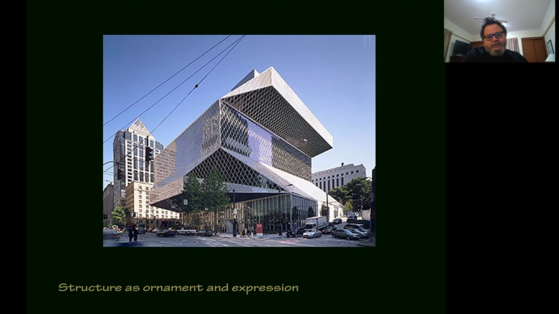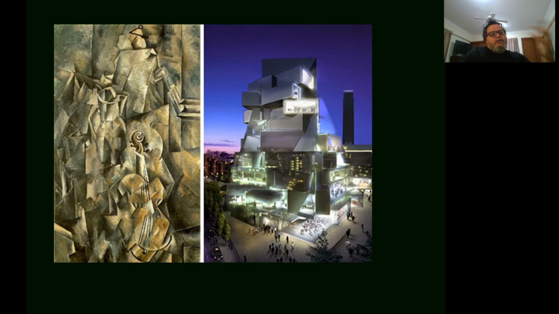Do you guys know this one? This is Koolhaas's Seattle Library. You don't have to hide it, but also it doesn't have to just be square, right? You can look at the same way in which mass, form, and color are expressed in cubism and express that in architecture as well. And what really makes this possible is computers.